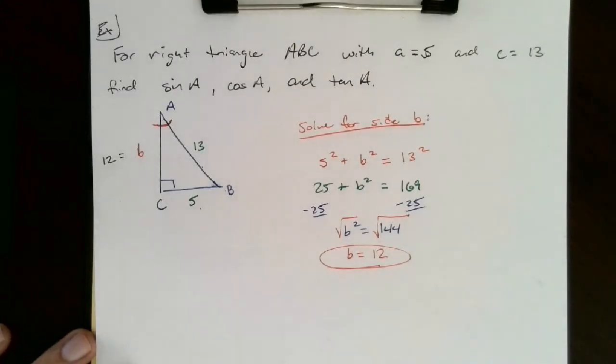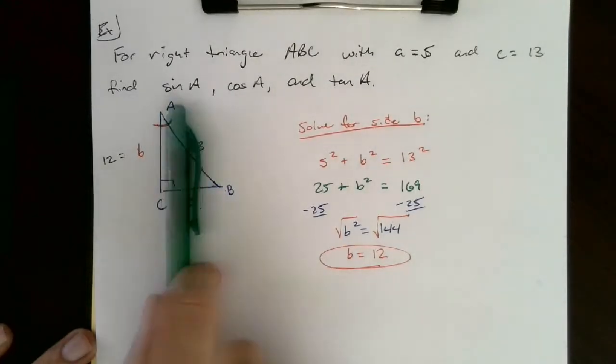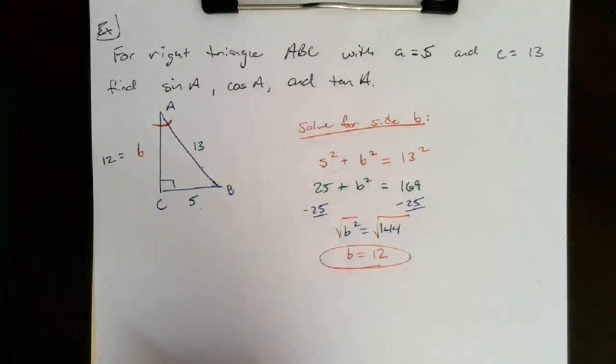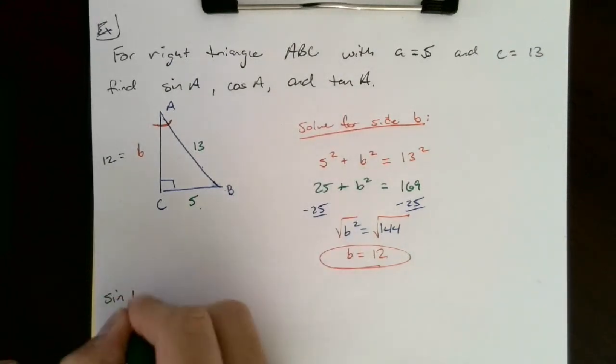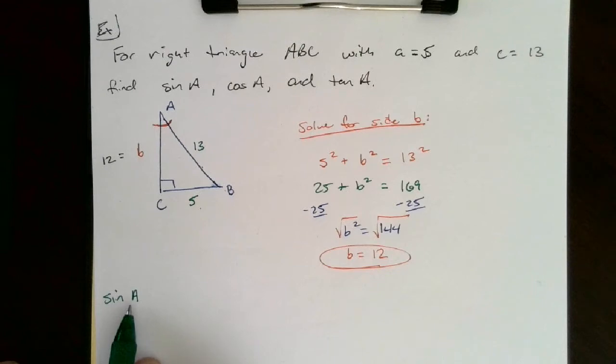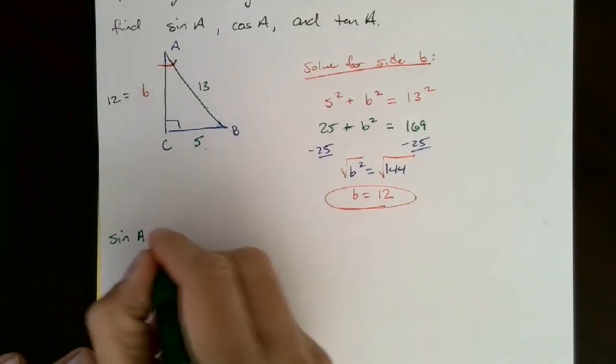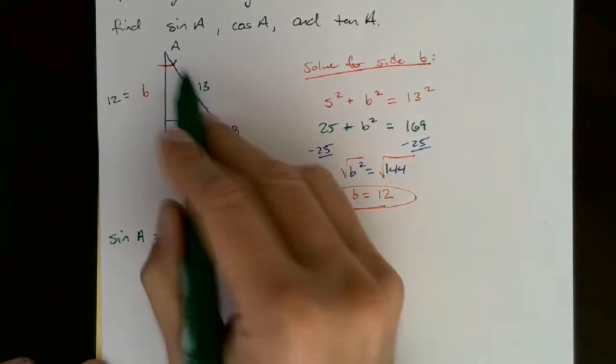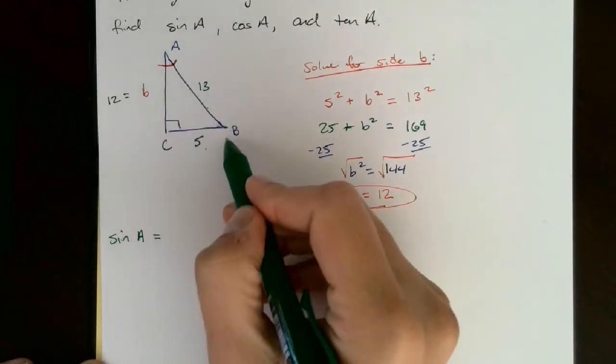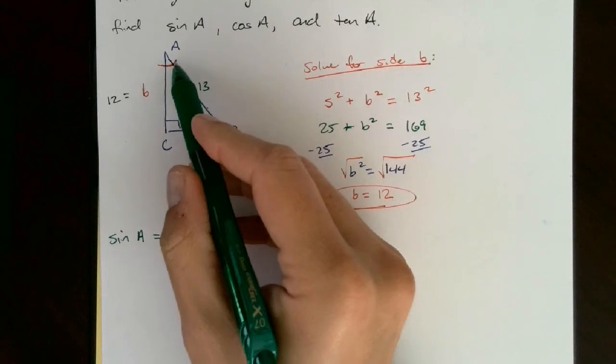But the question didn't ask us to actually find that. It asks us to find the sine of A, cosine of A, and the tangent of A. So let's go through and do that. To find the sine of A, you see it here without parentheses, but that still means sine of A. It's a function of A. So remember, we're looking at angle A. If you're looking for sine of B, that'd be something very different.